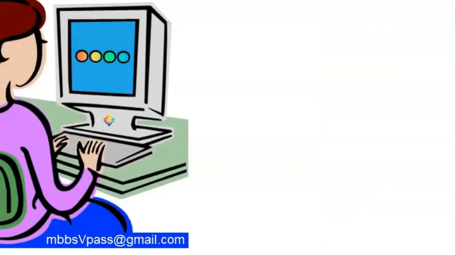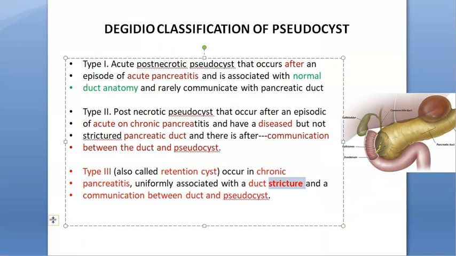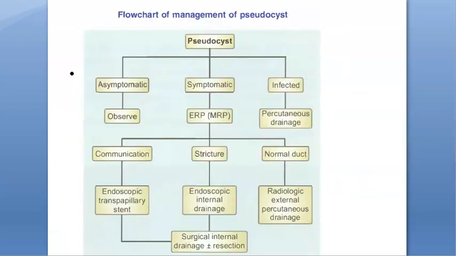Now what if there is communication or stricture? Both of these are type 3, remember? See, communication, duct stricture and a communication. These two are actually type 3. They don't like this. So what do you think they should do here? If there's communication, they are putting some stent. If there is stricture, again they are talking about drainage only, but it is internal drainage, endoscopic internal drainage.